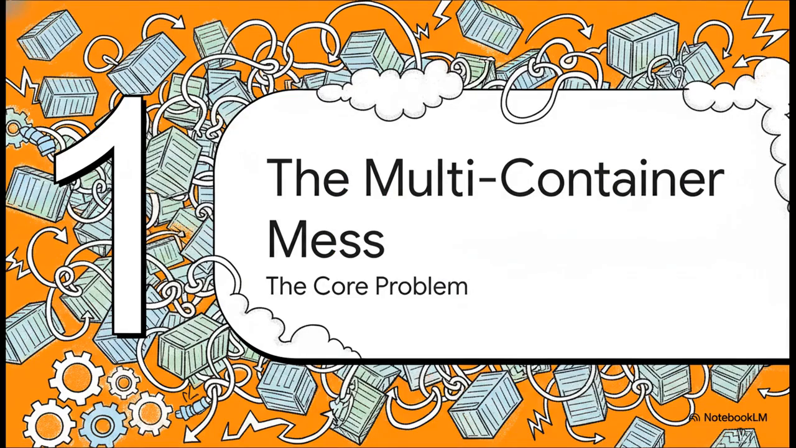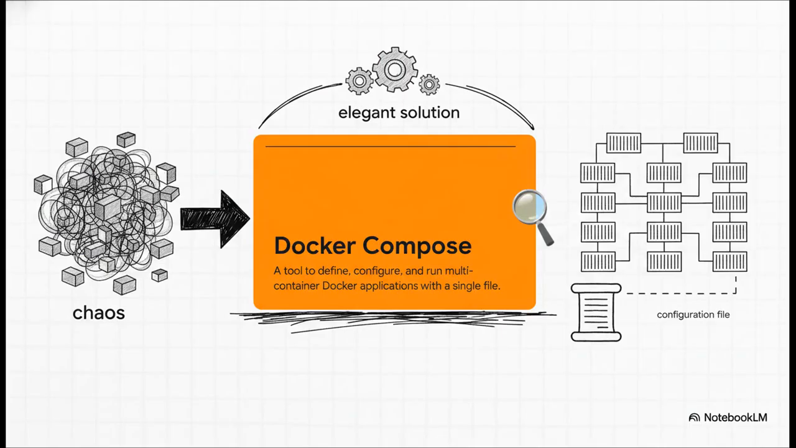So let's go ahead and give this problem an official name, the multi-container mess. This is the reality for so many modern applications, and it's the perfect stage for our hero to enter. And here it is, Docker Compose. Put simply, it's a tool that takes your entire complex multi-container setup and lets you manage it from one single configuration file. It's all about bringing beautiful, predictable order to that chaos.